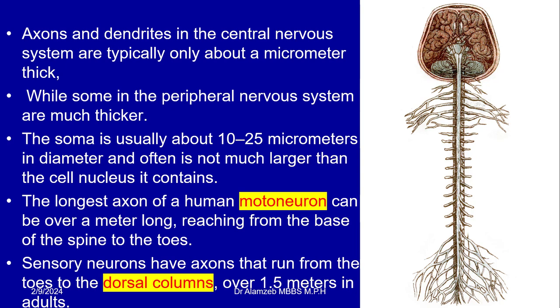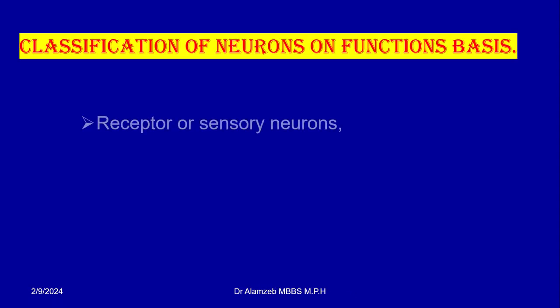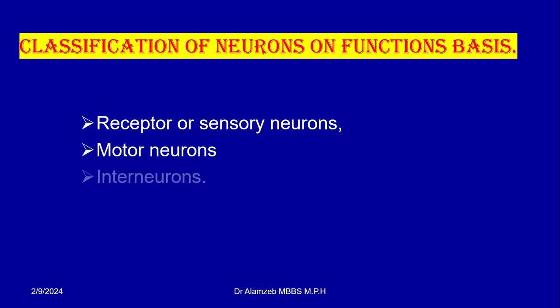A motor neuron which runs from the toe to the dorsal column. The length is 1.5 meters in an adult. Classification of neuron on a functional basis. One classification is receptor or sensory neuron, motor neuron, and interneuron.